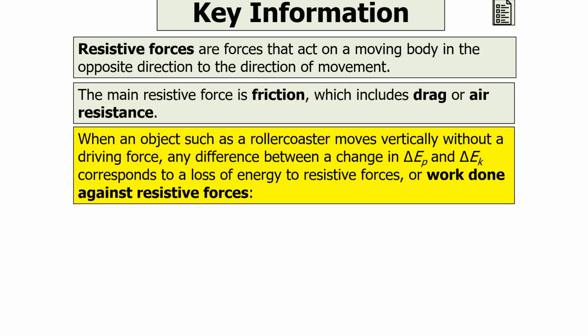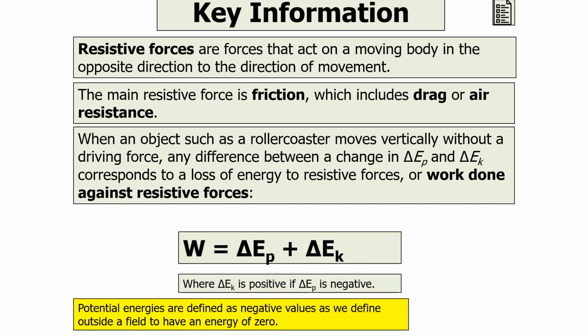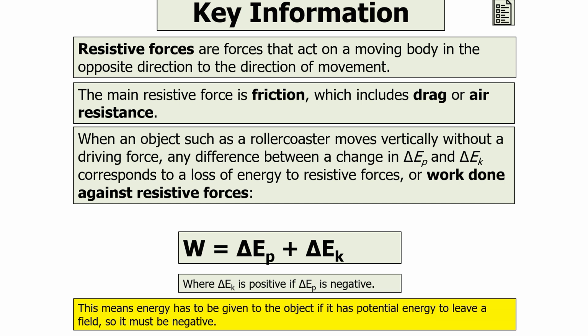Now, when an object such as a roller coaster moves vertically without a driving force, any difference between a change in the gravitational potential energy and the kinetic energy corresponds to a loss of energy to resistive forces, or work done against resistive forces. So you could write this out as the work done is equal to the potential energy change plus the kinetic energy change, where the kinetic energy change is a positive and the potential energy change is a negative. Now, potential energies tend to be defined as negative values, as we define outside a field to have an energy of 0. So what this means is that energy has to be given to an object if it has potential energy to leave a field, so therefore potential energy must be a negative.